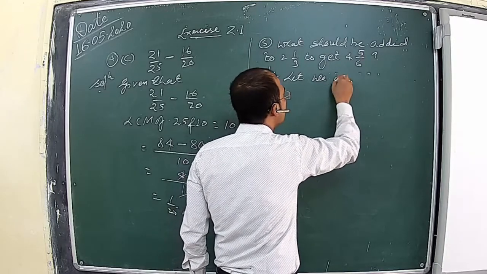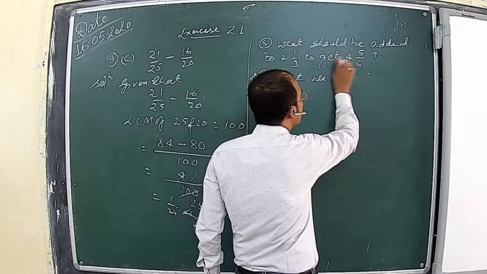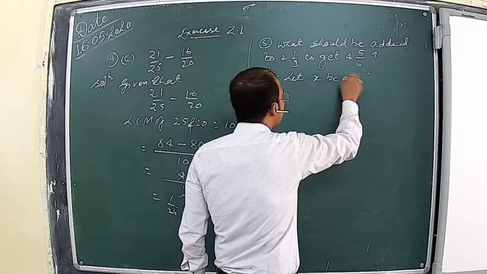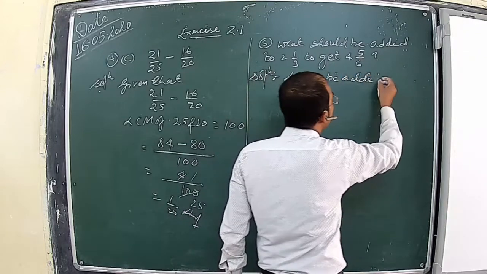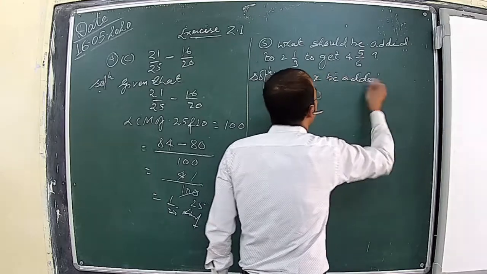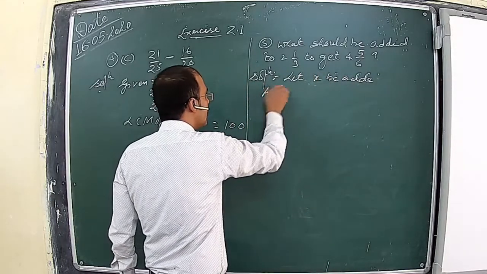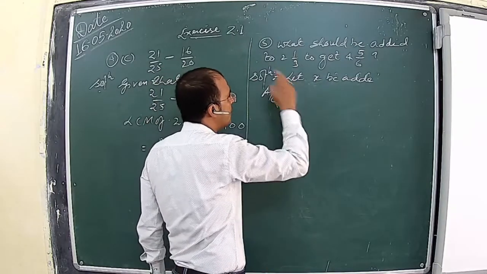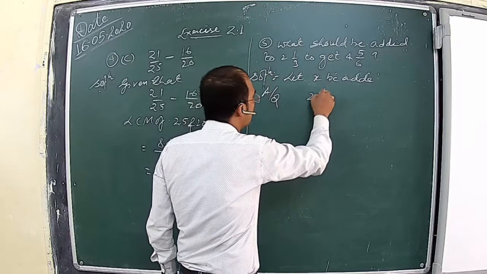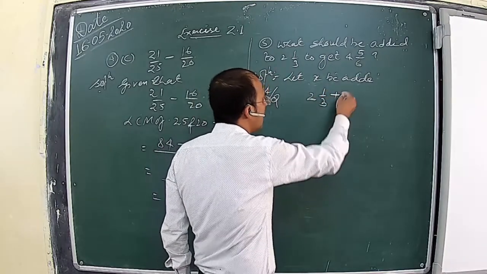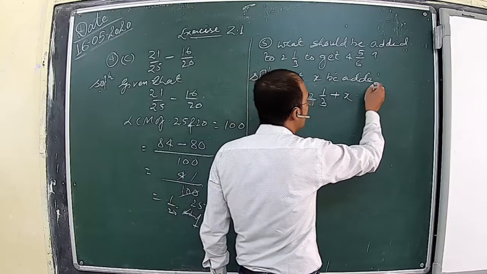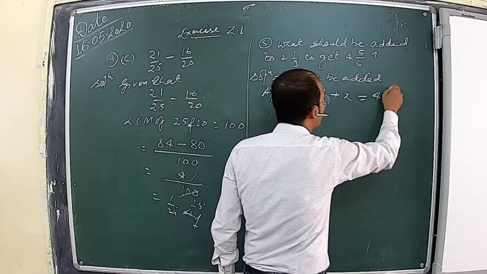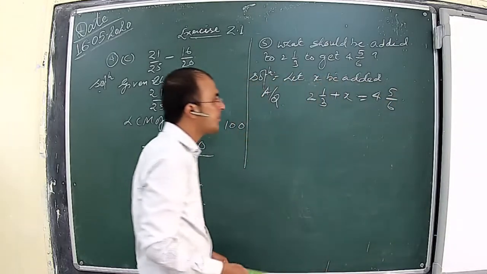Let x be added. Then, according to the question, in which number are you going to add? To 2 whole 1 by 3 you will add a number x, then it will be equal to 4 whole 5 by 6. Is it clear?